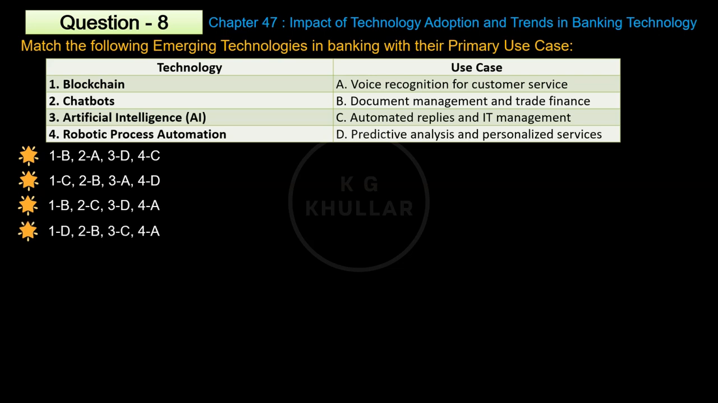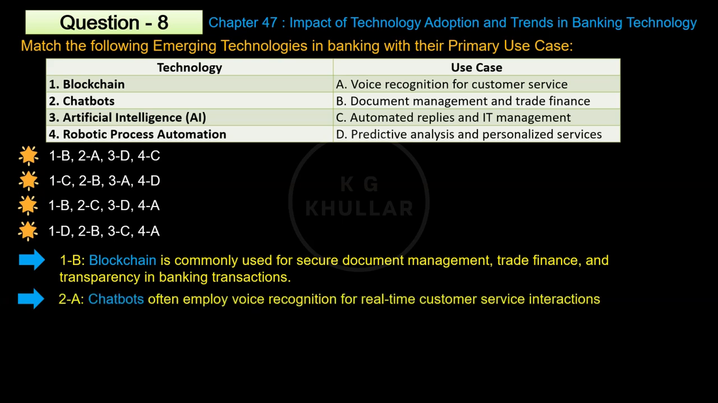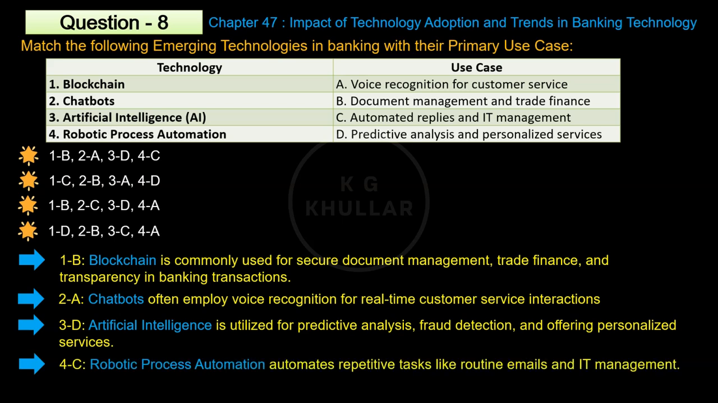Now friends, the correct option for the given question is option A. So please note, blockchain is commonly used for secure document management, trade finance and transparency in banking transactions. The next, chatbots often employ voice recognition for real-time customer service interactions. Next, artificial intelligence is used for predictive analysis, fraud detection and offering personalized services. And lastly, robotic process automation, that is RPA, automates repetitive tasks like routine emails and IT management. Thus, the correct option for the given question is option A.